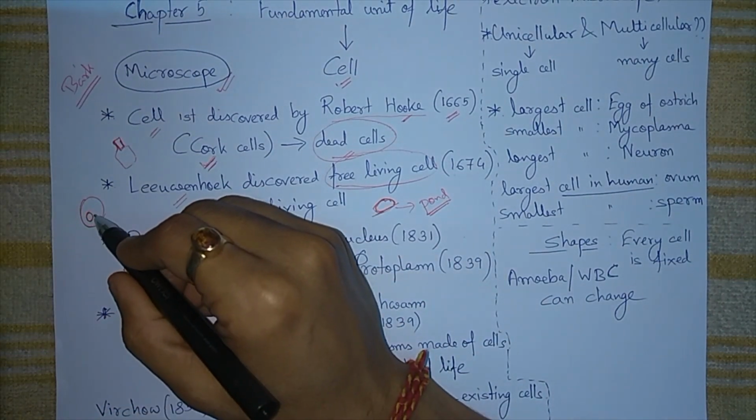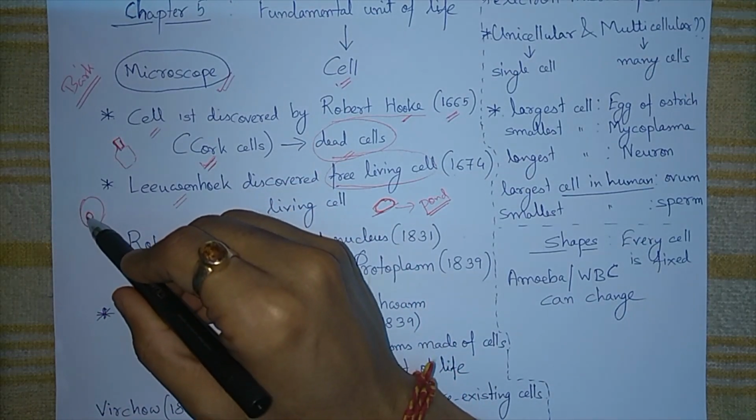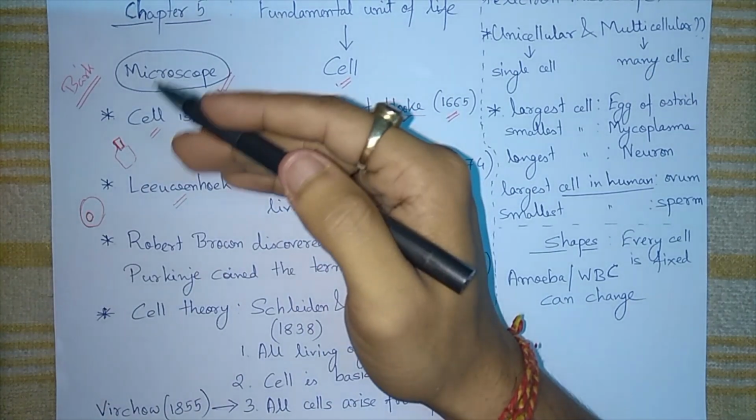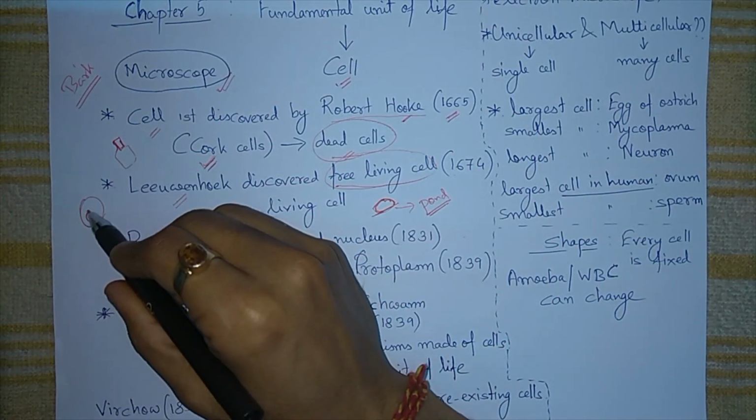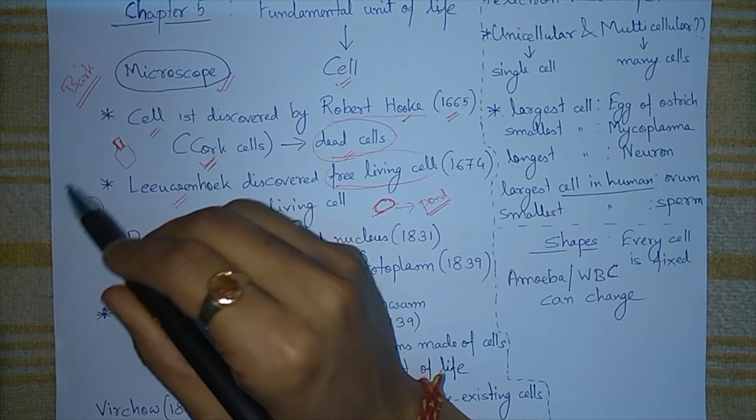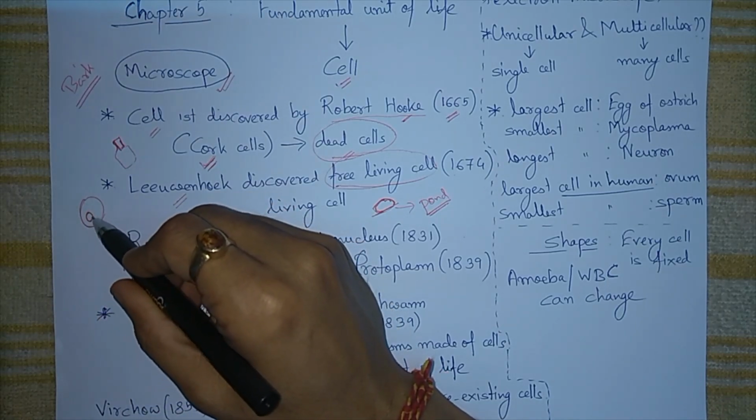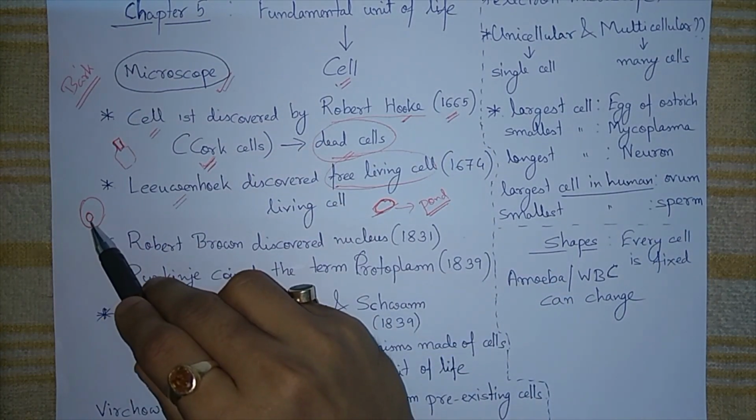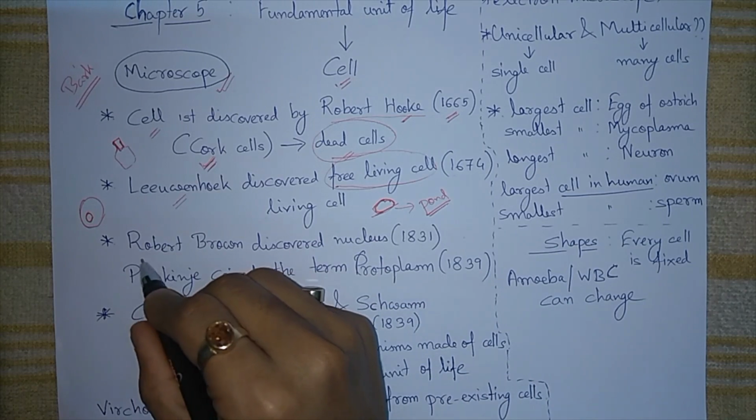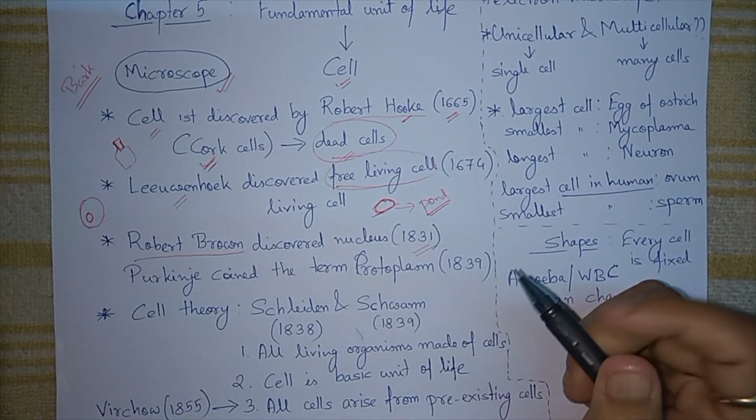Okay, the first structure, which is the most important structure in a cell, which may be animal cell or plant cell, whatever, is the nucleus, because it controls the activity of the whole cell. Remember, nucleus controls the activity of the whole cell. That is why nucleus is the headquarter. This nucleus was first discovered by Robert Brown in the year 1831.